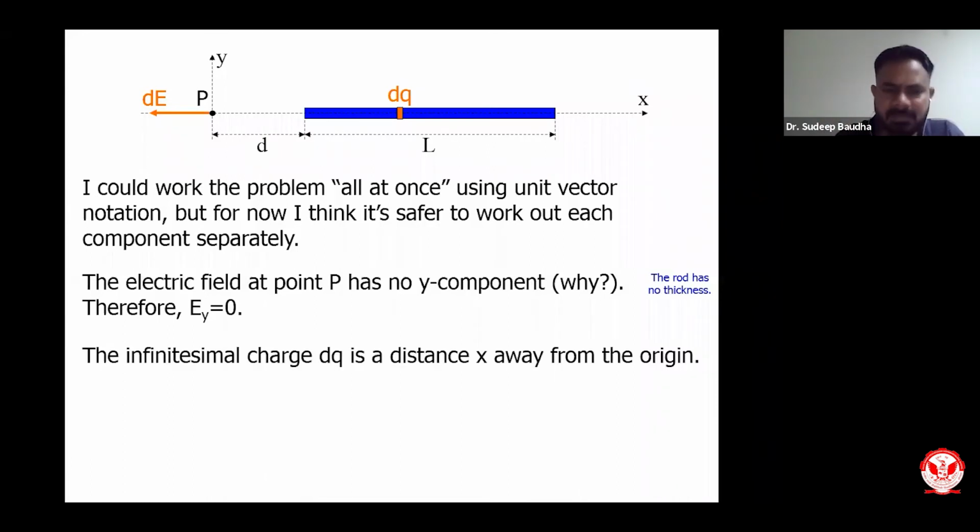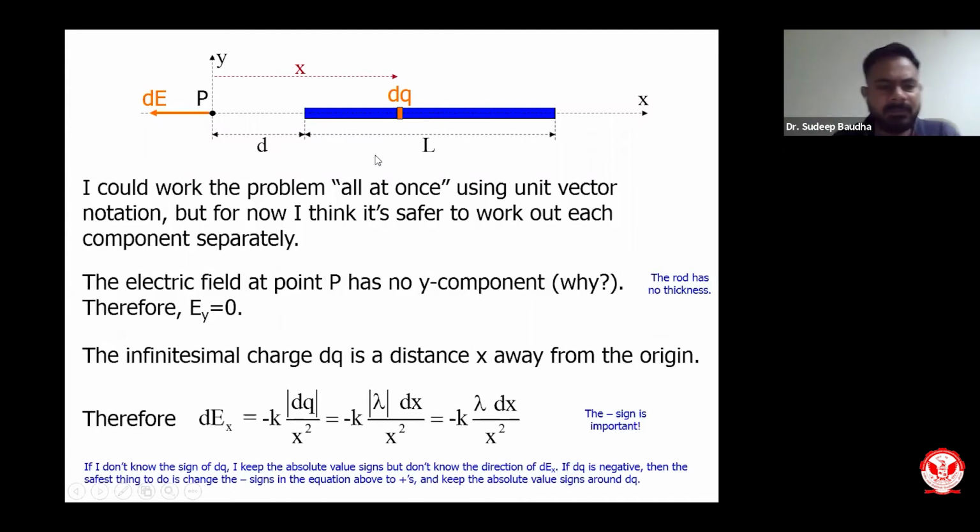So the infinitesimal charge dQ is a distance x away from the origin. As you can see, this is the distance x I mentioned. So this small amount of charge is at a distance x from the origin. Therefore, I can write the dEx component as minus k dQ upon x square. This negative sign is very important because, instead of the absolute sign, I am giving it a negative sign because the direction is away from it.